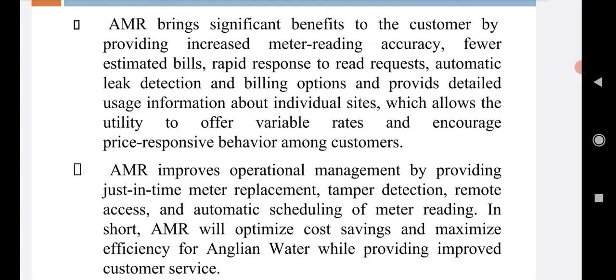AMR improves operational management by providing just-in-time meter replacement, tamper detection, remote access and automatic scheduling of meter reading. In short, AMR will optimize cost savings and maximize efficiency for utilities and water while providing improved customer service.